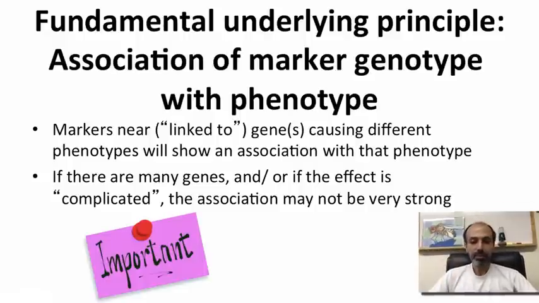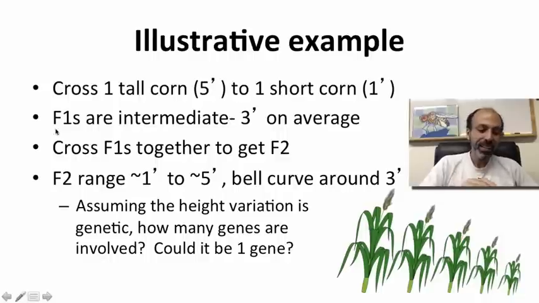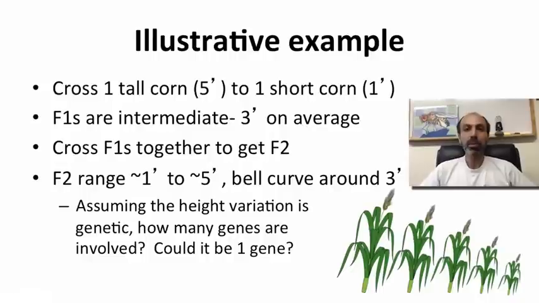Let me give you an example. Let's imagine you're crossing some corn strains. So let's say you have some tall corn, which let's say is 5 feet tall, and some short corn, which we'll say is 1 foot tall. That would be anomalously short corn, but let's pretend that's okay. Now let's say the F1s, the offspring, are intermediate, so they're 3 feet on average. And they're pretty consistent about being 3 feet tall.